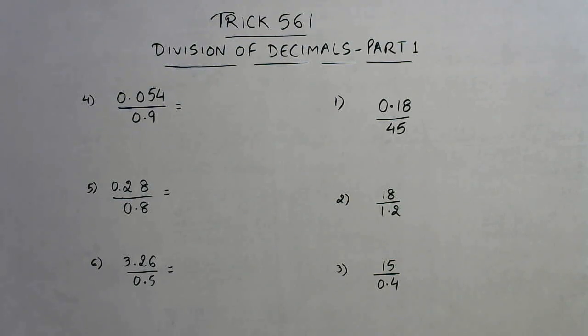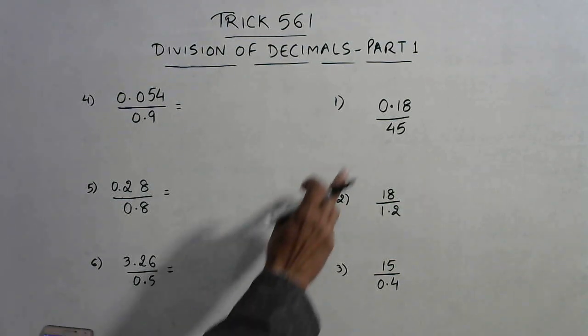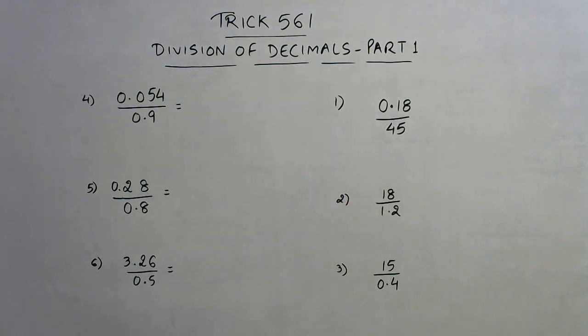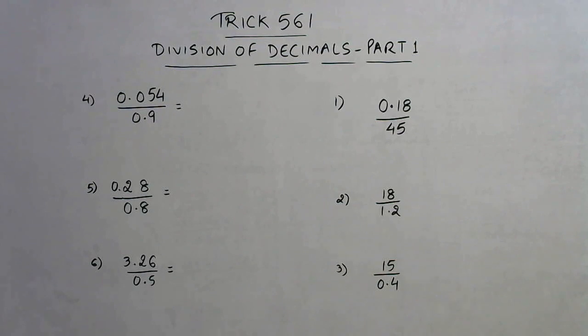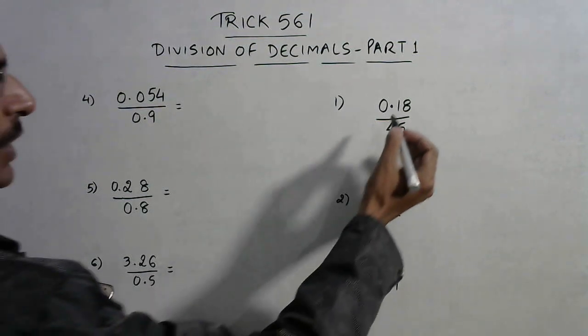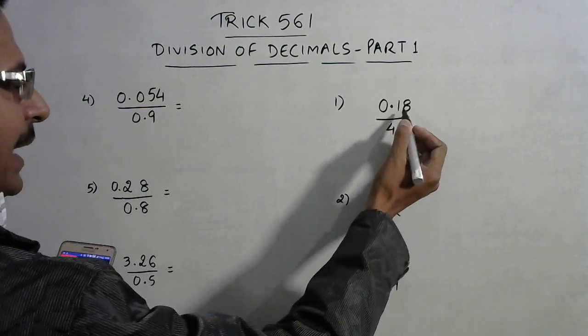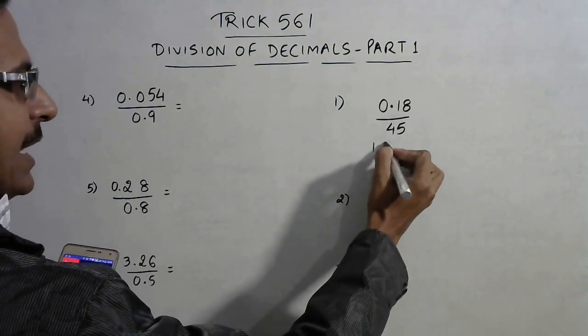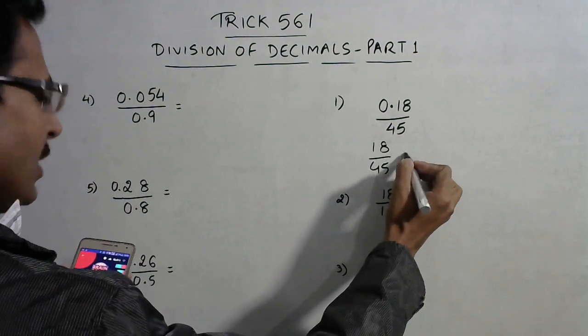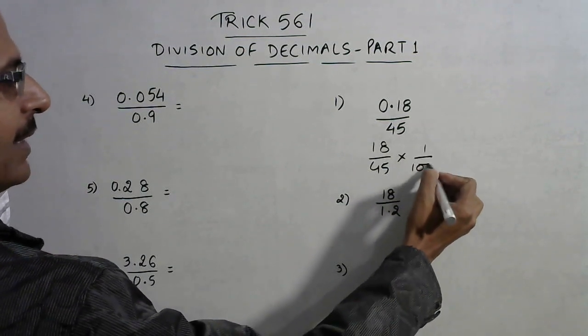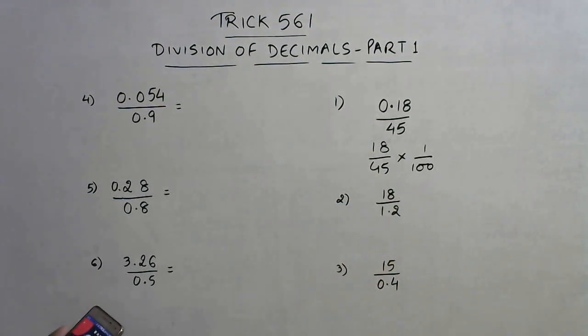Now see, whenever you have a decimal in the numerator but no decimal in the denominator, in mental maths you will be given numbers which are reducible to a lowest form. Now see, this 0.18 is actually 18 upon 100. So just write 18 upon 45 and 1 upon 100. You have to remember that you don't need to divide by 100.